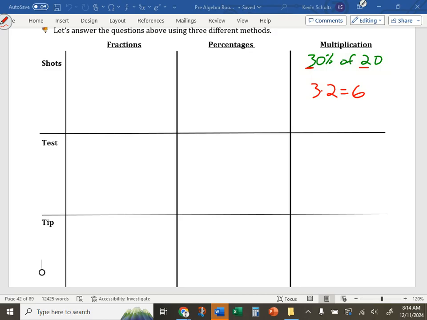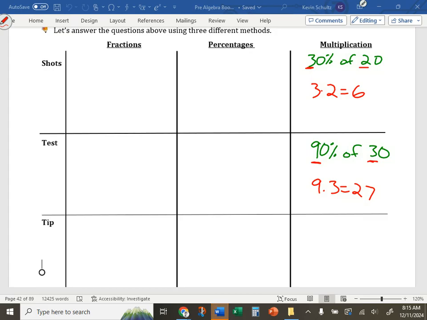Okay. The test: 90% of 30. What is the answer? We already solved it twice. 27. How do we get 27 from the numbers we have up there? 9 times 3 is 27. Again, works super well when both of your values end in a 0.